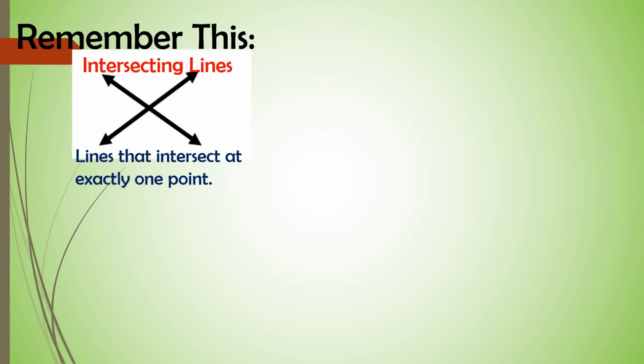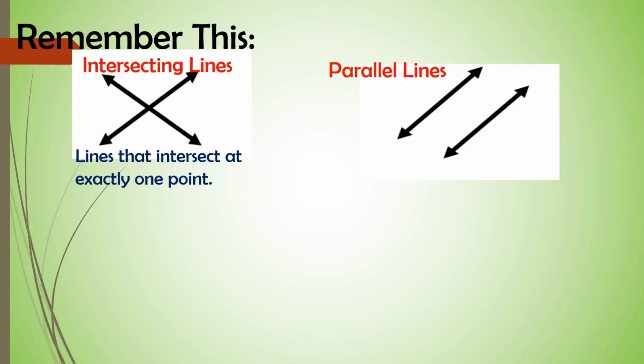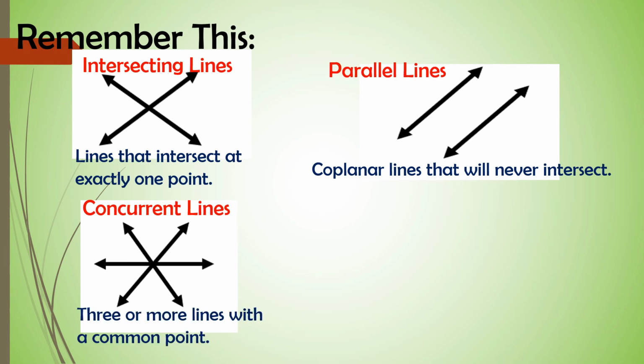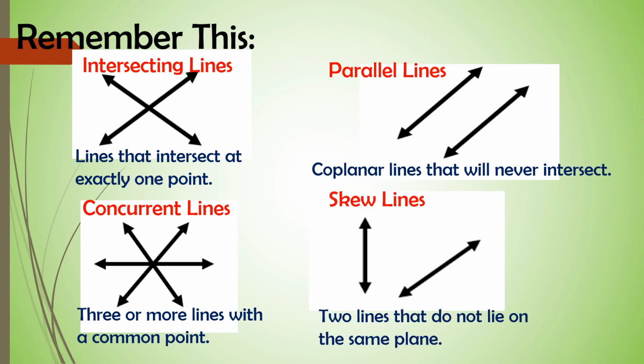So remember these different pairs of lines that we have. We have intersecting lines, lines that intersect at exactly one point. The next is parallel lines. Parallel lines are coplanar lines that will never intersect. The third one is concurrent lines, three or more lines with a common point. And the last one is skew lines. These are two lines that do not lie on the same plane.